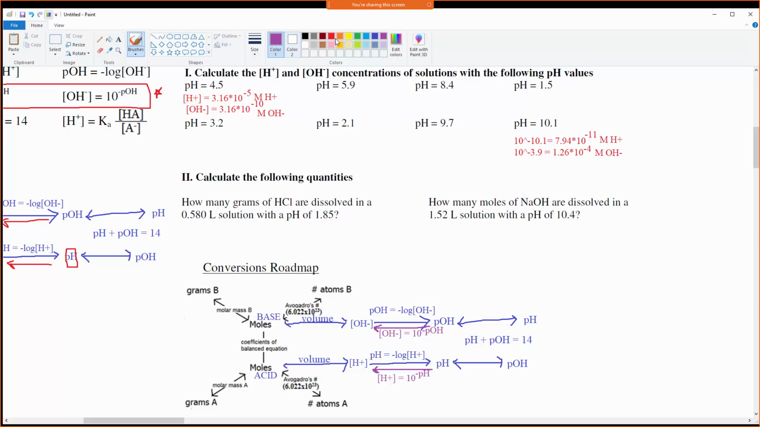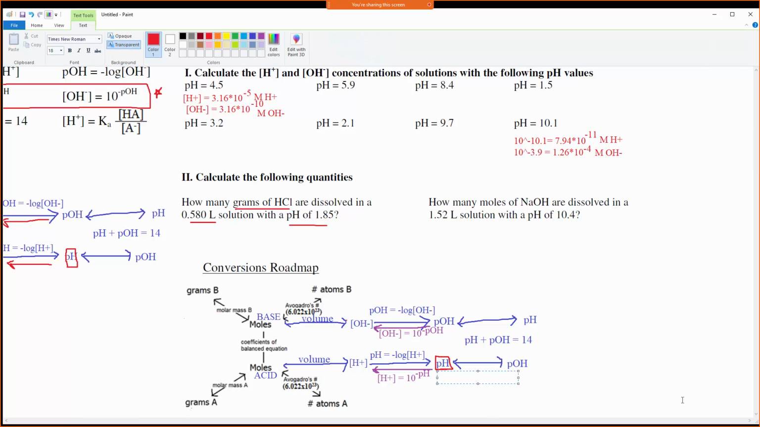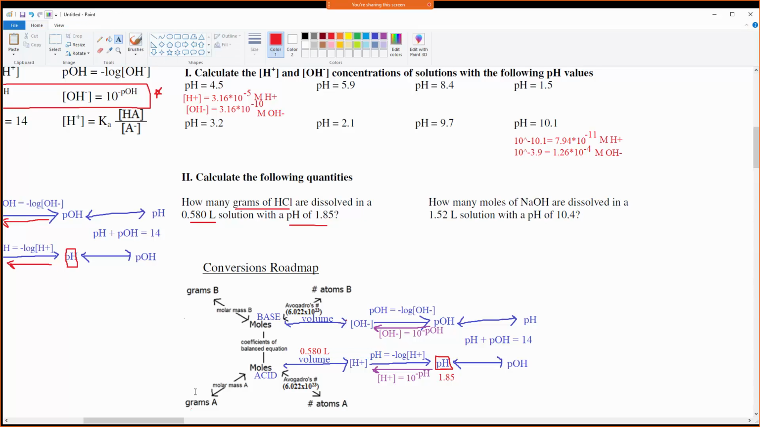All right, so for this one, they want to know grams of acid, they give the volume of the solution, and they give the pH. So this is all the same solution. They gave me the pH of my acid. They gave me the volume of my acid. Let's see, I can put these in here. pH was 1.85. My volume was 0.580 liters. And they want the grams of that acid.